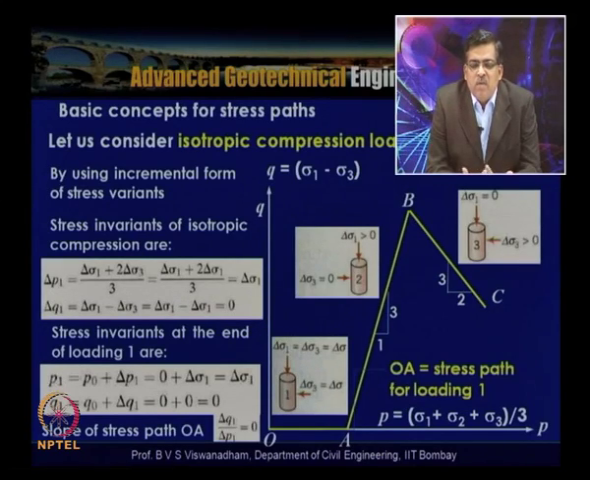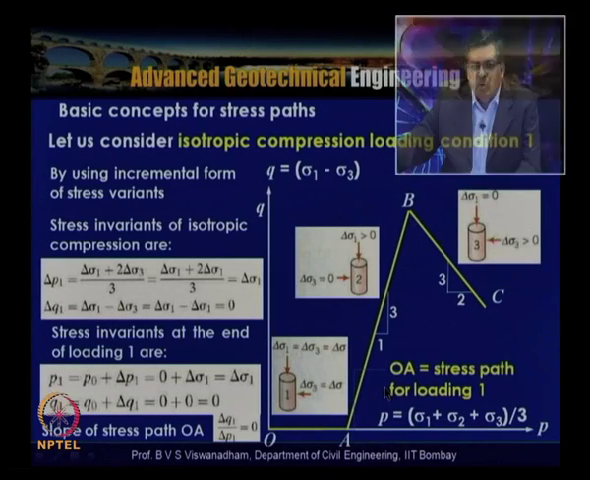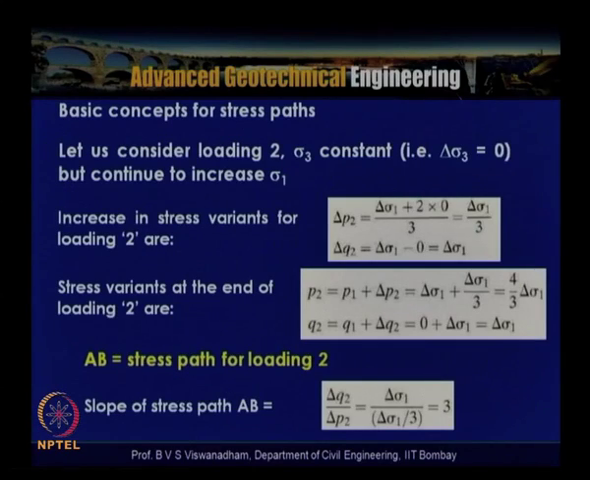So if you have the pressure at rest condition with K0 equal to 1, let us say, then vertical stress is equal to horizontal stress. In that case, with isotropic compression conditions simulated, the stress path is along the P axis, with delta Q equal to 0. So this is OA, which is for isotropic compression.